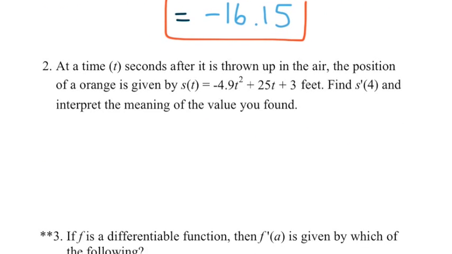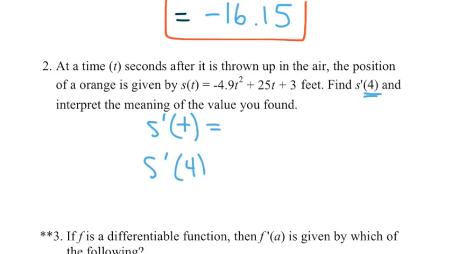Number 2. At a time t seconds after it is thrown up in the air, the position of an orange is given by s of t equals negative 4.9 t squared plus 25t plus 3. Find s prime of 4 and interpret the meaning of the value you found. So again, we want to find s prime of t first, and then we're going to just plug 4 in.